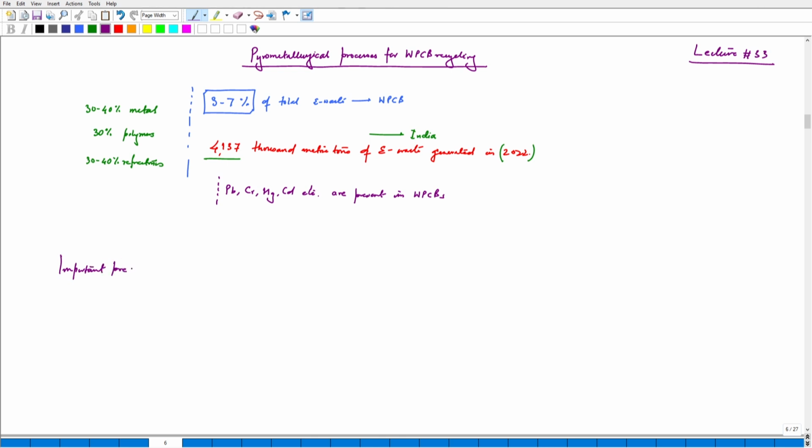Important pre-treatments specifically for pyrometallurgical operations.